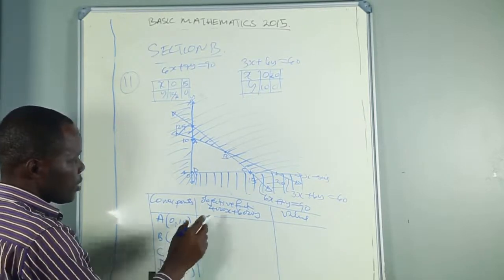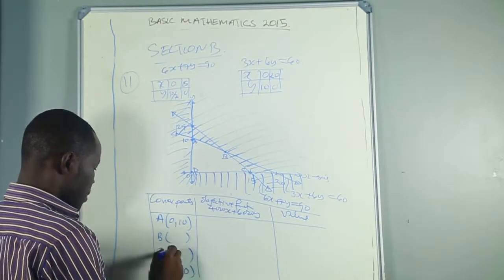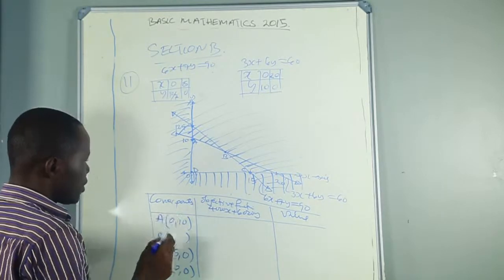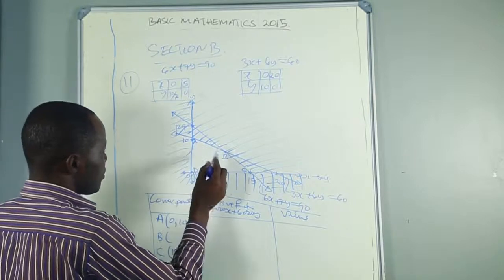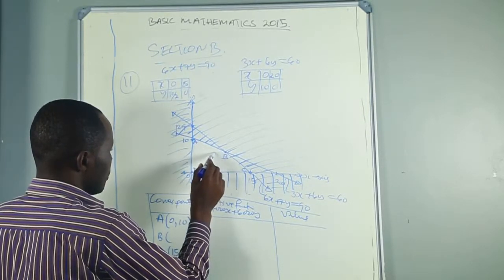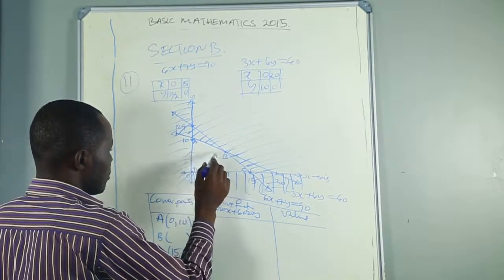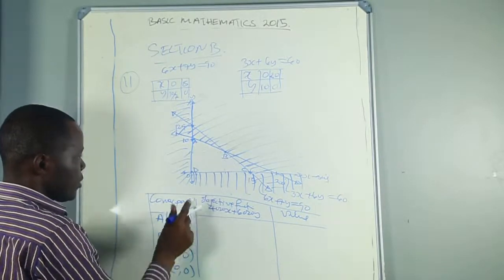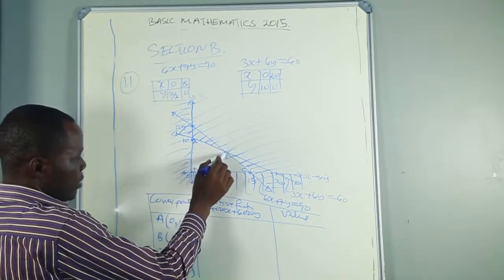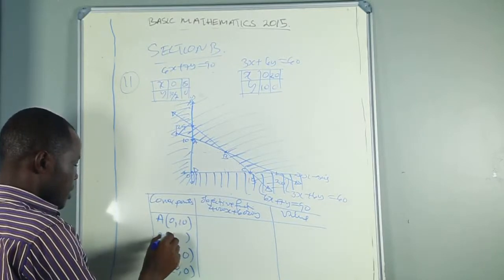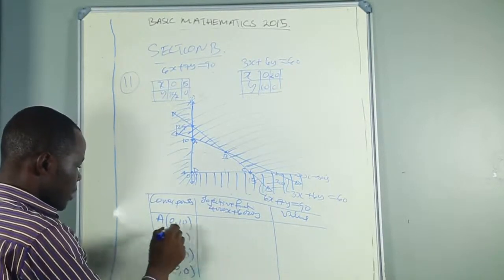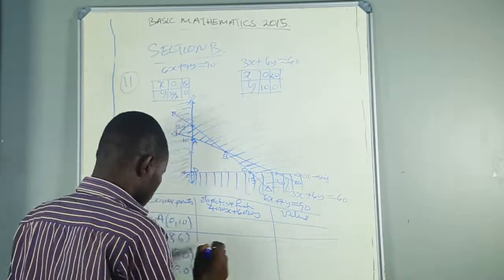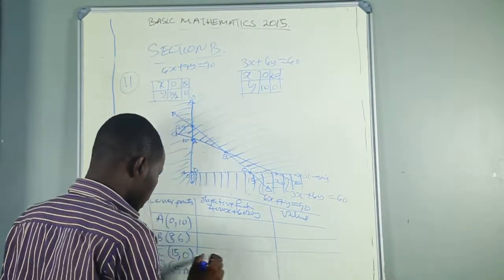And the point C is 15, 0. Point B, we solve this one by simultaneous equations, or we read these values on the x-axis and y-axis. So if we solve this one, the value of x is 8 and the value of y is 6. Then we substitute this value into the objective function to find its value.